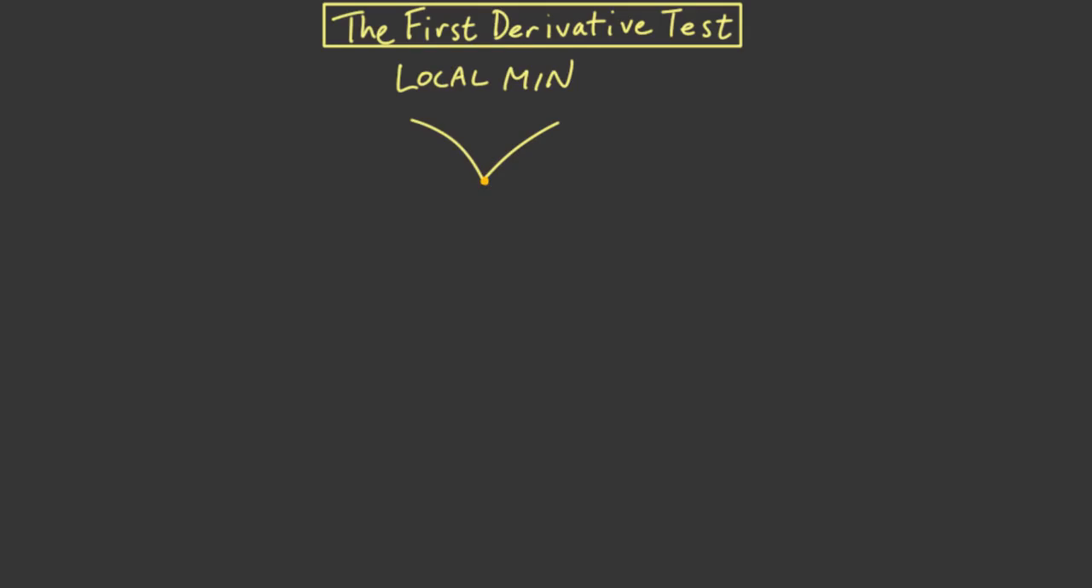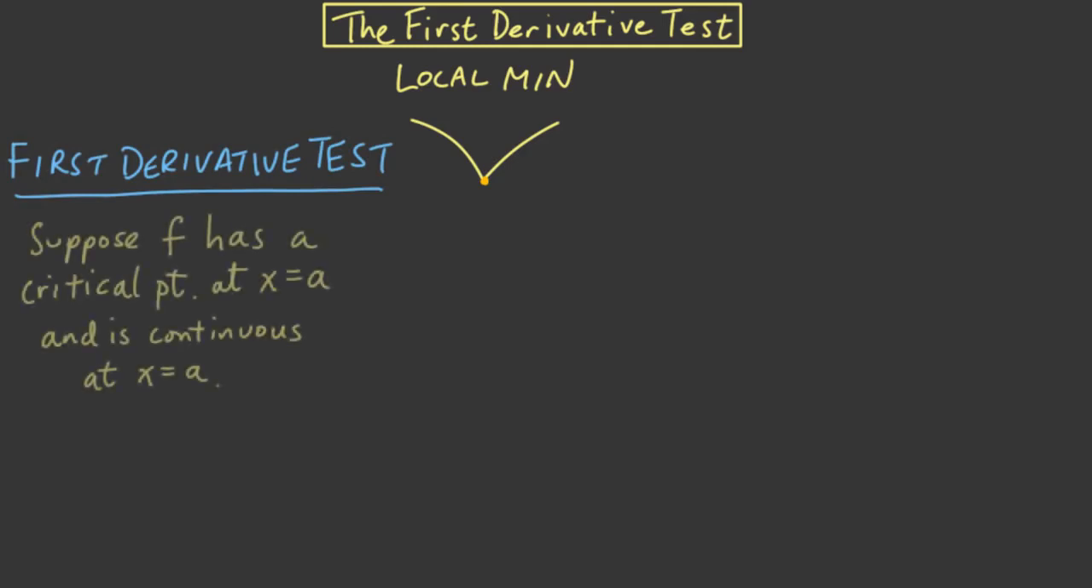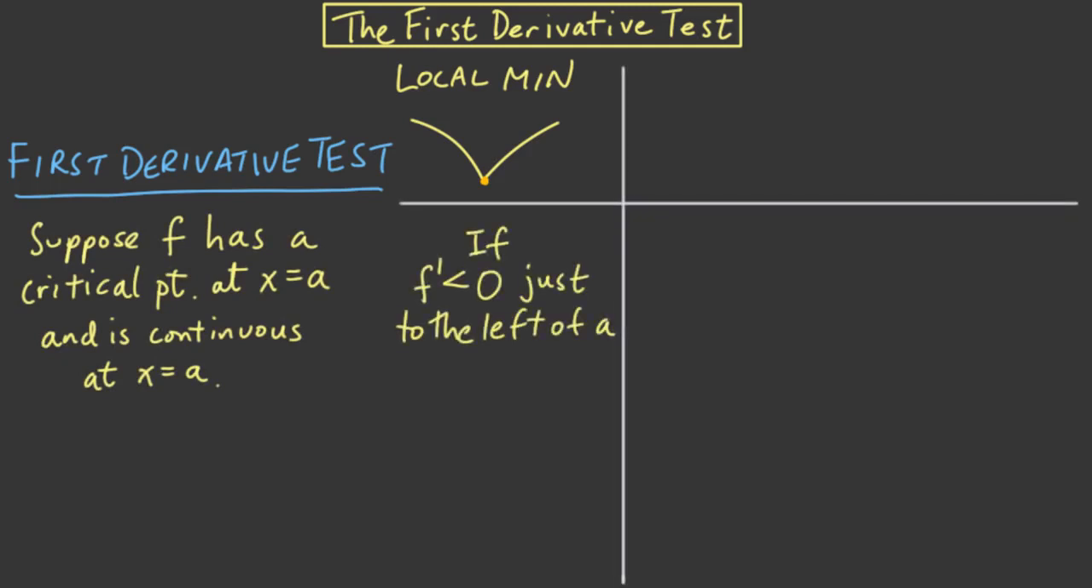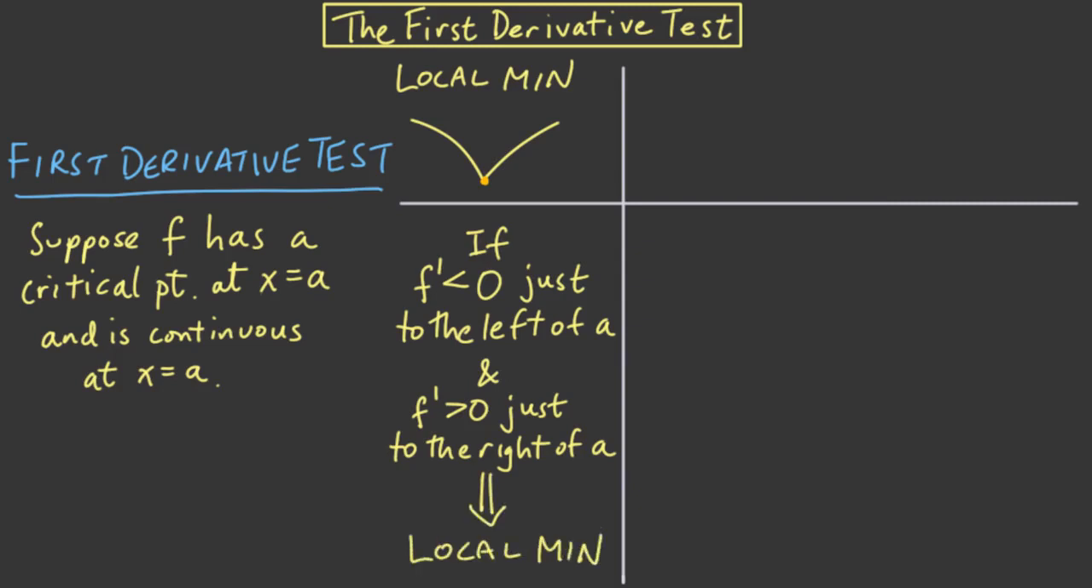If we express this not in terms of increasing or decreasing, but in terms of the derivative, then we get what is called the first derivative test. Formally, it'll go like this. Suppose f has a critical point at x equals a and is continuous there. Then if f prime is less than 0, just to the left of a, in other words, it's decreasing, and if f prime is greater than 0, just to the right of a, in other words, it's increasing, then f has a local minimum at x equals a.